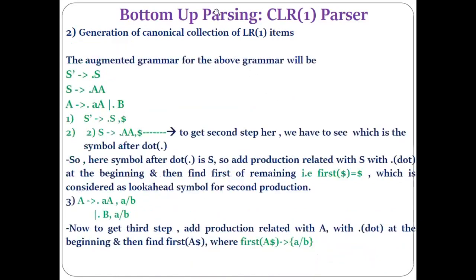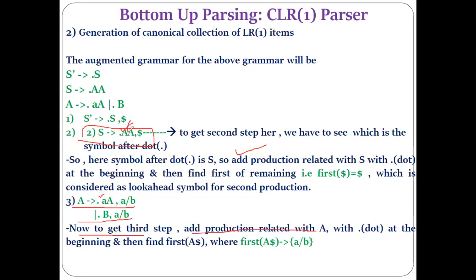Now here you can see how to get the third step. Now this is already done. Now how to get the third and fourth steps? To get the third step, we have to see the second production. You have to add the production related with this non-terminal A with the dot at the beginning. The production related with A is AA and B. So we add A derives dot AA.